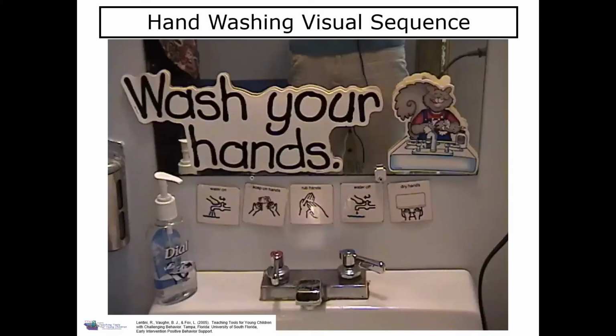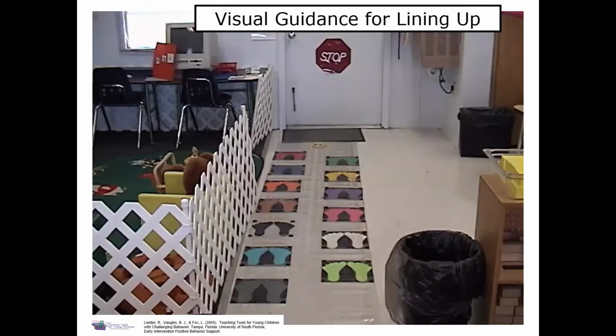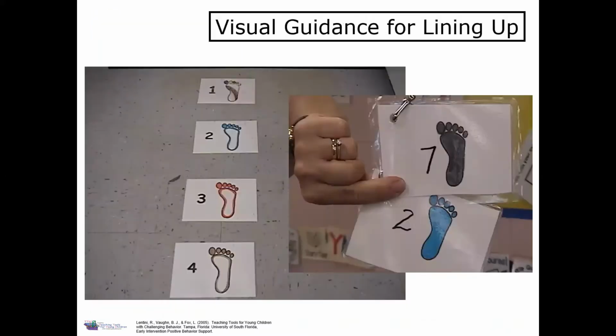So here's an example of a hand washing visual. So the different steps are stuck up right underneath the mirror there, so they can follow along independently. Or here is a task breakdown in text format. So if the individual reads, then visuals may not always be necessary. You could write down the list of steps for someone to follow, kind of like following a recipe or an instruction. Here is an example of a visual for lining up to use in a school environment. Another one for lining up.